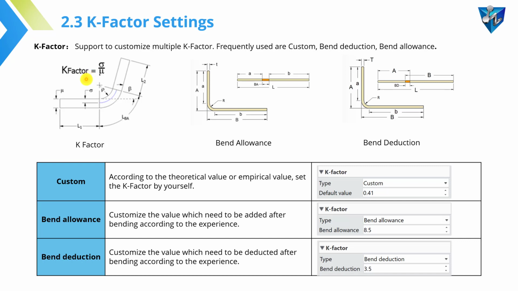And from this, we can extend more concepts like bend allowance and bend deduction. Bend allowance means the length to be added after bending, which is here. As for the bend deduction, on the contrary, it means the length to be deducted after bending, which is here. So for the bend allowance, the unfolding length will be A plus B plus BA. But for the bend deduction, the unfolding length will be A plus B minus BD.